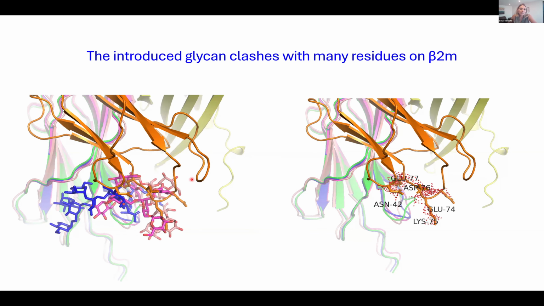And here, if we zoom in, you can see that these glycans, so this is 3 different models of TAPBPR with the glycan, really do impact its ability to bind to beta-2 microglobulin. And there's lots of different clashes that are observed here with the glycan with specific residues on beta-2 microglobulin. So the glycan that's introduced on the A293T variant is predicted to clash with residues at position 42, 74, 75, 76, and 77 of the beta-2 microglobulin domain on the MHC class 1.